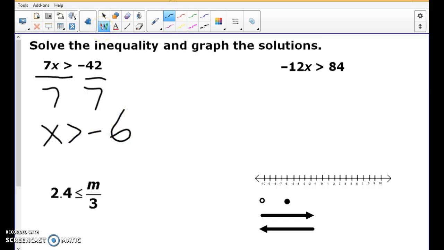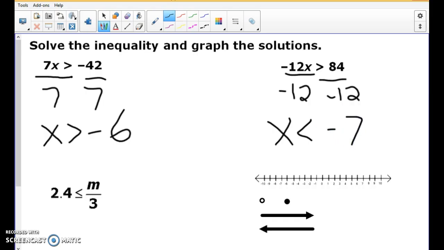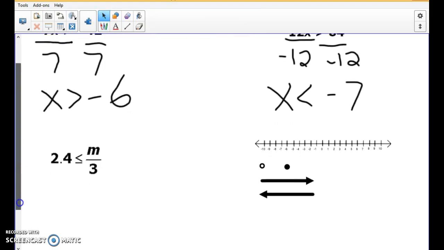But over here, I have negative 12x is greater than 84. It says negative 12 times x, so I need to divide by negative 12. Now I am dividing by a negative, so my sign is going to flip. I had a greater than sign, now it's going to be a less than sign. And 84 divided by negative 12 is going to give me negative 7. Otherwise, if I kept the sign the same, the answer would not make sense. You don't believe me? You can check it out.